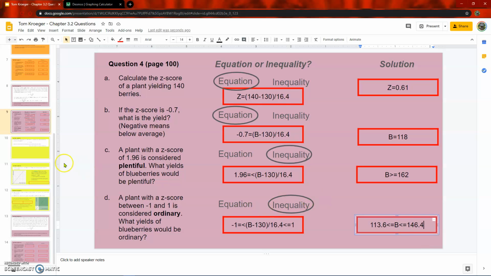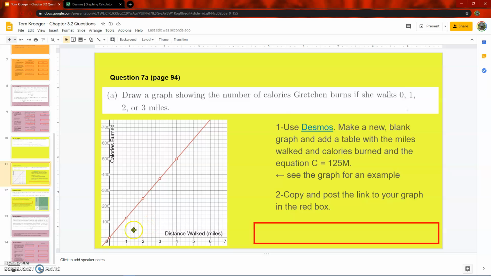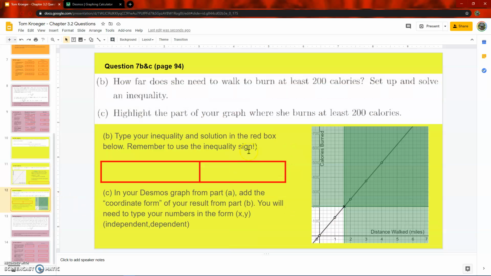All right, moving on. Gretchen walks a treadmill. The number of calories per mile she burns is given by the equation C equals 125m, where C is the number of calories she burns and m is the number of miles that she walks. All right, so we're going to do this with Desmos again. We need to draw a graph showing the number of calories Gretchen burns if she walks 0, 1, 2, or 3 miles. Okay, and we're going to paste that graph in here, as well as figure out some parts of this question too.